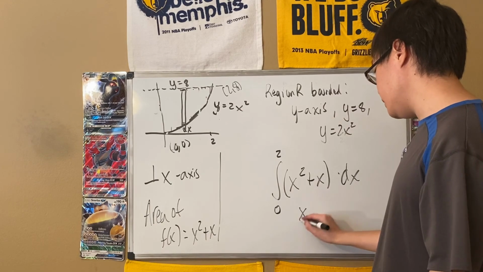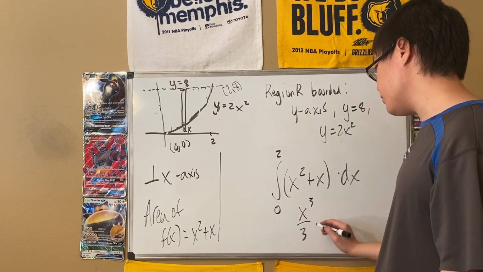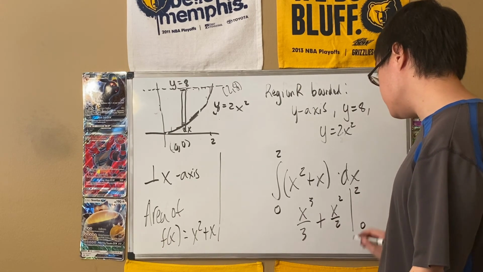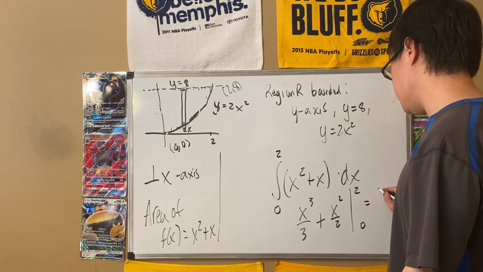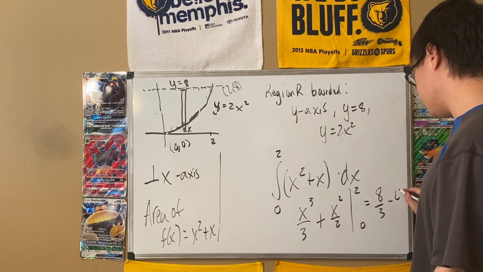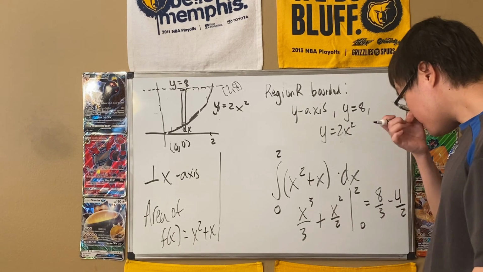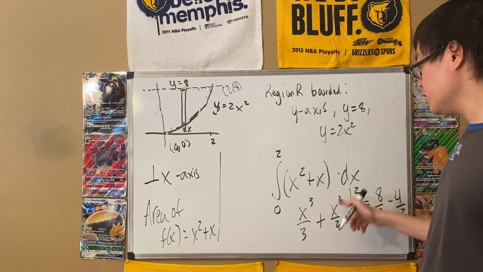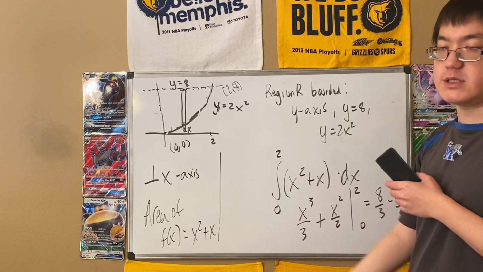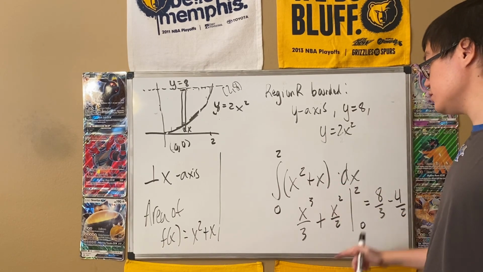If you want, you can actually integrate this: x cubed over 3 plus x squared over 2. You plug in 2 and 0. So this looks like it's going to be, by the fundamental theorem of calculus, 8 over 3 minus 4 over 2, because you plug in 2. If you plug in 0, when you do top minus bottom, the zeros will go away because it's 0 to the third, 0 squared.